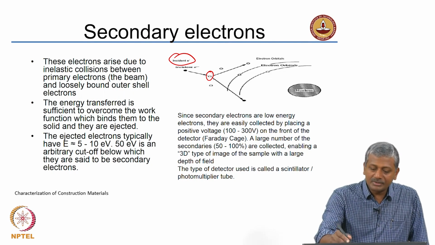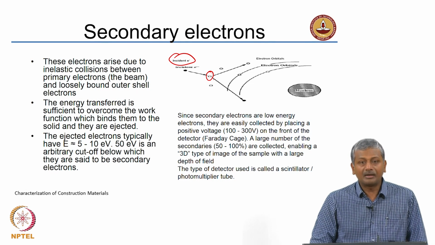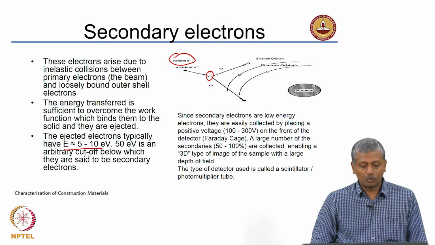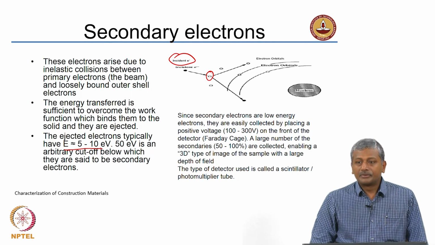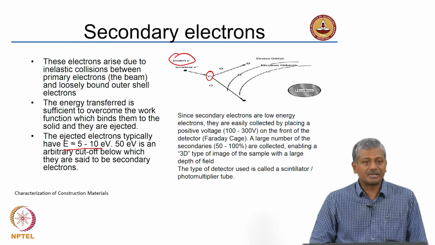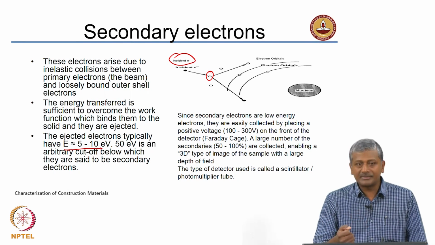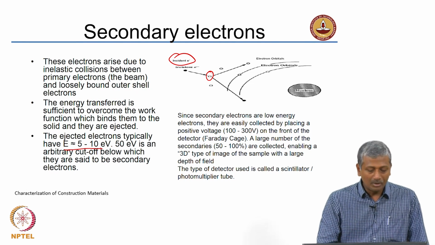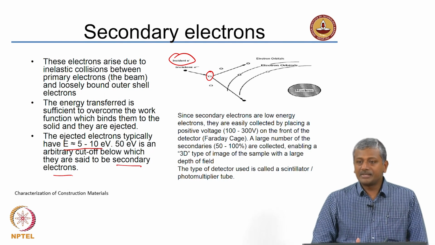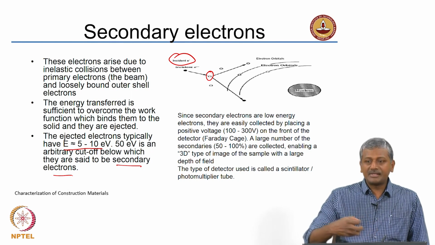Now, these electrons which are getting knocked off from the outer shells are going at very low energies, typically about 5 to 10 electron volts. Okay. So, up to about 50 electron volts, the low energy electrons that are dislodged from the electronic shells by the incident electron beam, these are called secondary electrons, right. So, these electrons are getting dislodged from the outer shell and now these need to be collected.